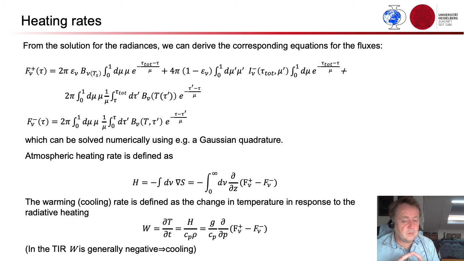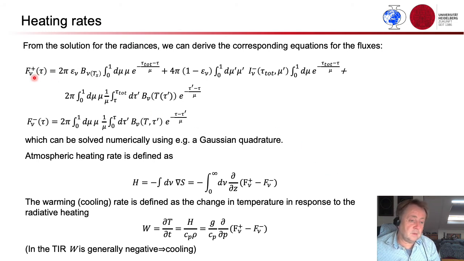I want to say a few words about heating rates, because the thermal infrared spectral range is extremely important for climate prediction, as the Earth loses energy in that spectral range and emits radiation to open space. So let us calculate the heating rate, and we can do so from the solution of the radiance that we have just derived, and calculate first the fluxes which correspond to those.